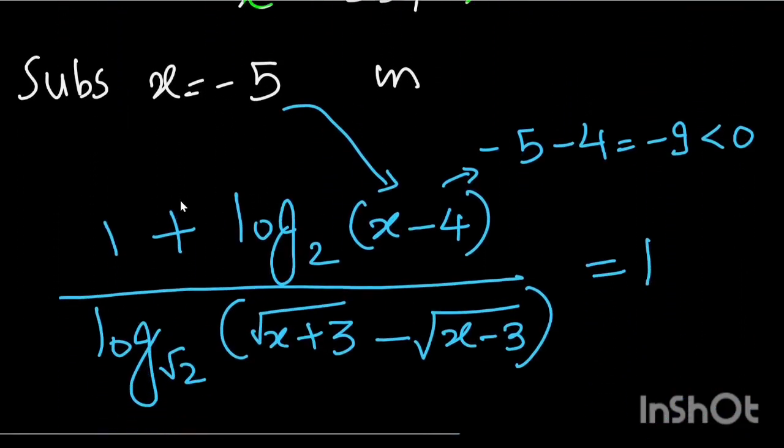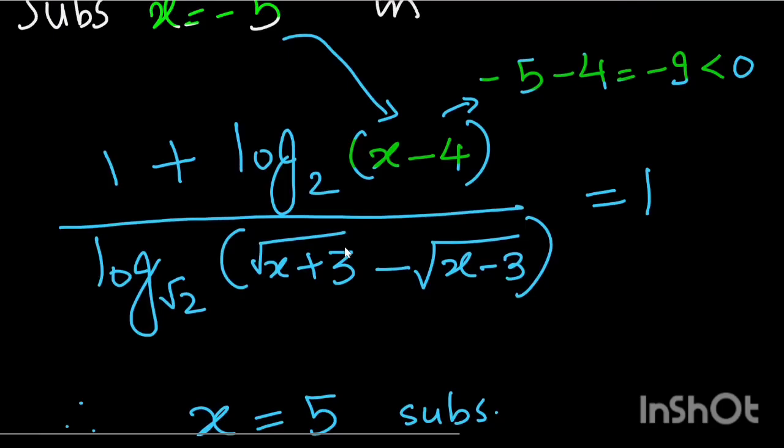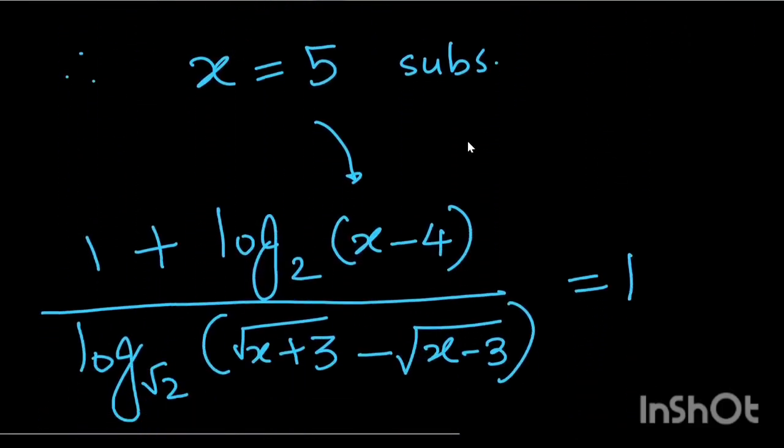Now if you substitute minus 5 in the original equation, take the first term, the second term in the numerator, it gives negative. So this minus 5, we will discard, guys. This solution we will discard because it is making the argument negative. So now x equals 5.